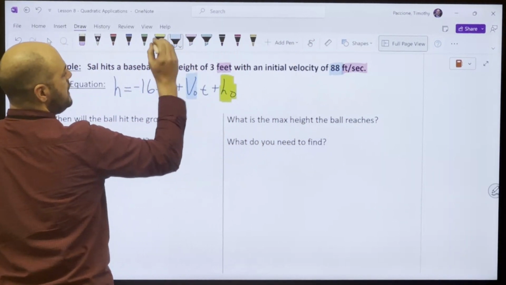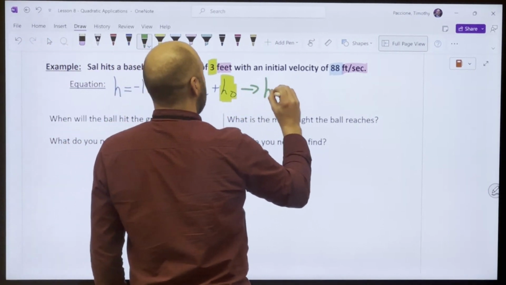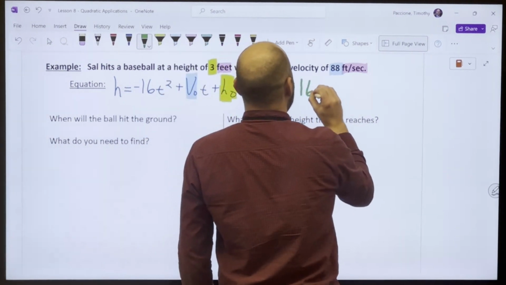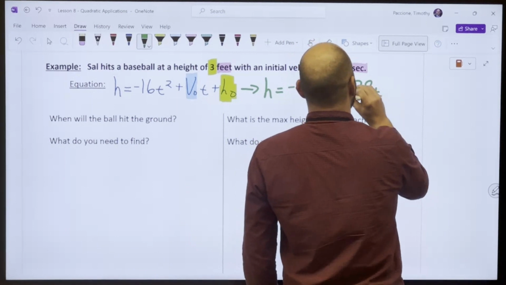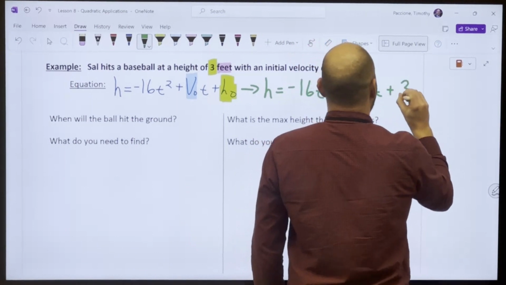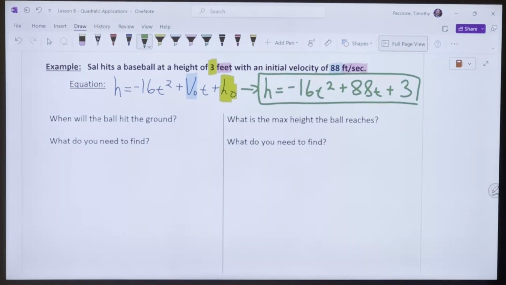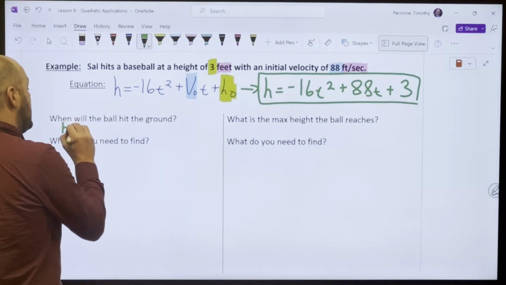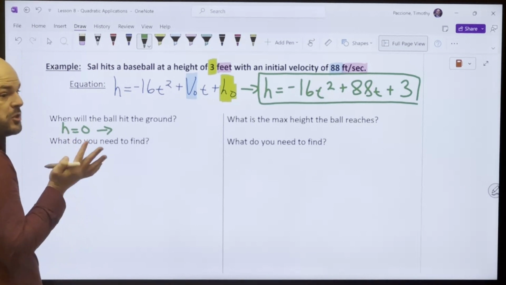88. And what is my initial height? 3. So I'm going to write this equation again. And I'll say h equals negative 16 t squared plus 88t plus 3. And that is the equation that we're going to work with here. Then it asks me, when will the ball hit the ground? Well, what is that asking about? That means h equals 0, so that's our, remember, look at the picture.